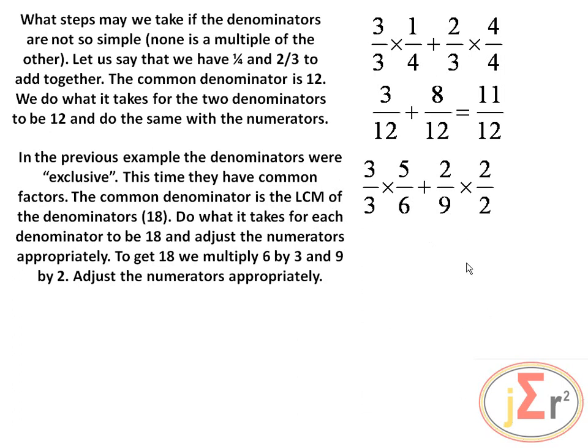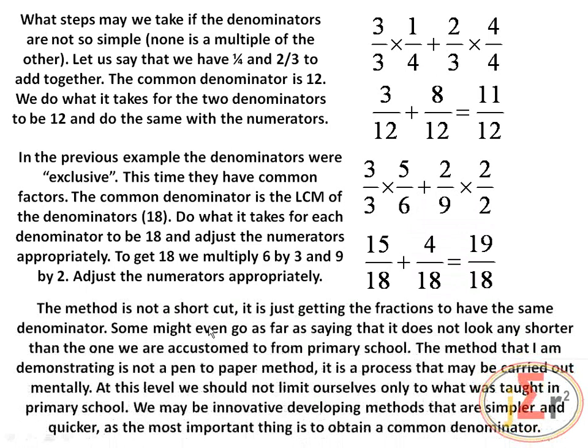So we have 15 over 18, 4 over 18. And that is 19 over 18. And that can be done as simple as that. The method is not a shortcut. It is just getting the fractions to have the same denominator.